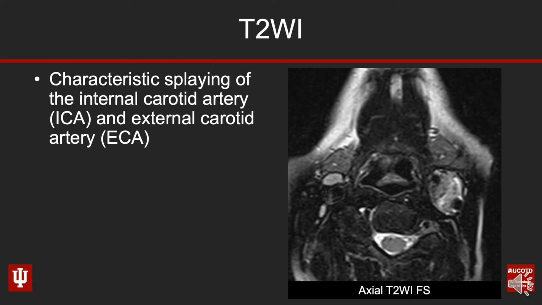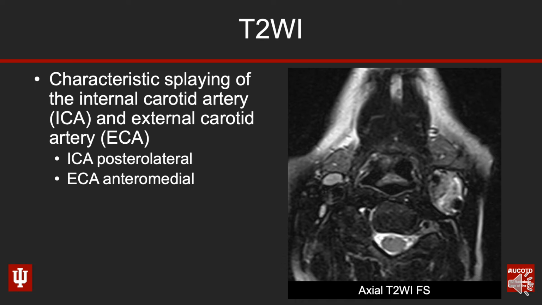Next up is our T2 weighted image. And this is nice because we can see those flow voids of the internal carotid artery and external carotid artery. And you can see here we have this characteristic splaying of the ICA and the ECA. So in this case, the ICA gets pushed posterolateral, the ECA gets pushed anteromedial as such. So you can see those are getting splayed apart. That's a very characteristic finding here.